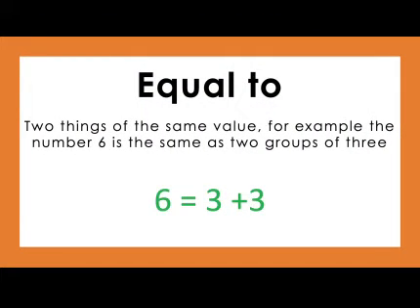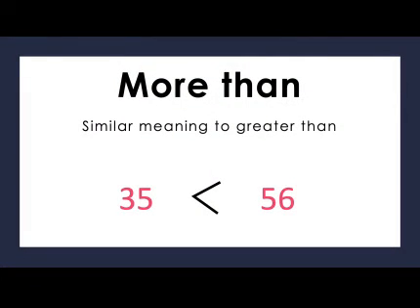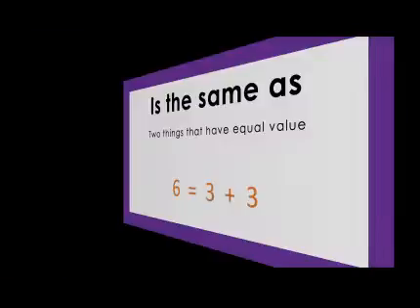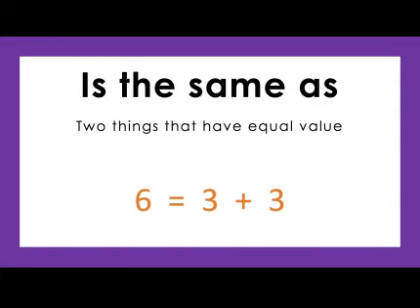Less than, same as smaller than. Equal to, two things of the same value. For example, the number 6 is the same as two groups of 3, or 3 plus 3. More than, similar in meaning to greater than. Is the same as, two things that have equal value. There are many more terms that you will come across. You will learn these as you go on your math learning journey.